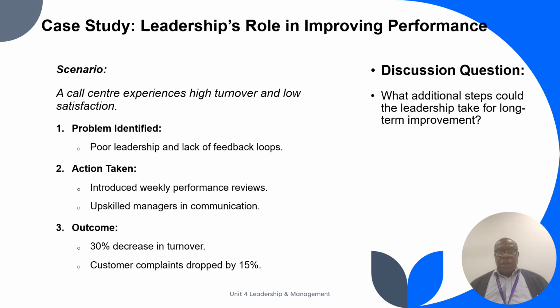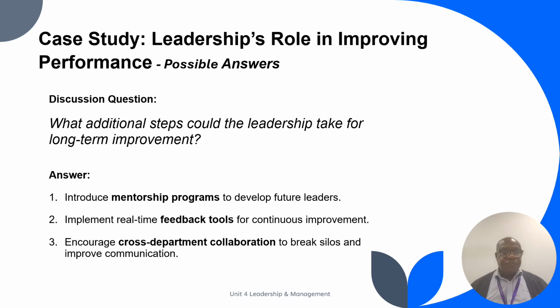Okay, so let's discuss this. What additional steps could the leadership take for long-term improvement? What we saw was maybe short term. So in the long term, what would they do? In the long term, they could introduce mentorship. Mentorship is very important so that they can train the future leaders, or unskilled leaders or unskilled employees can be mentored, one-to-one or in a group format. So introducing a mentoring program can also help.